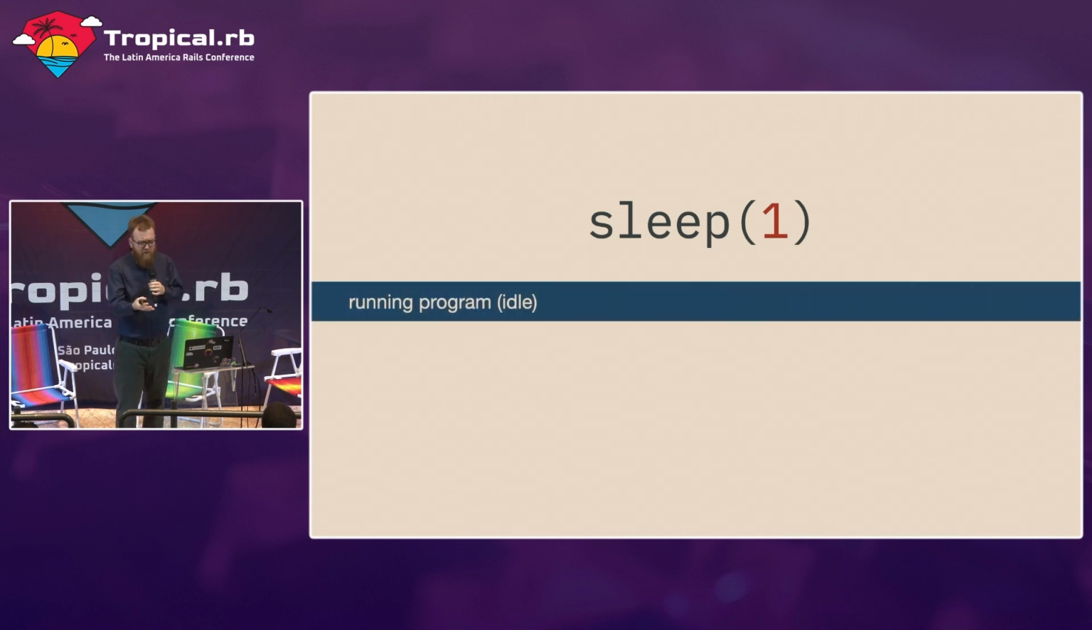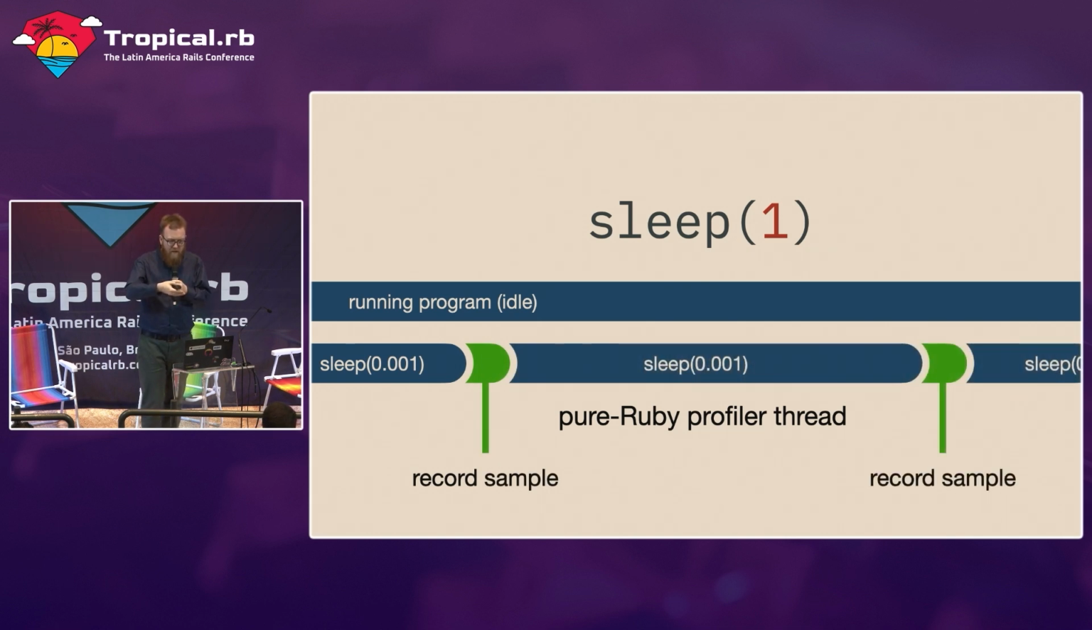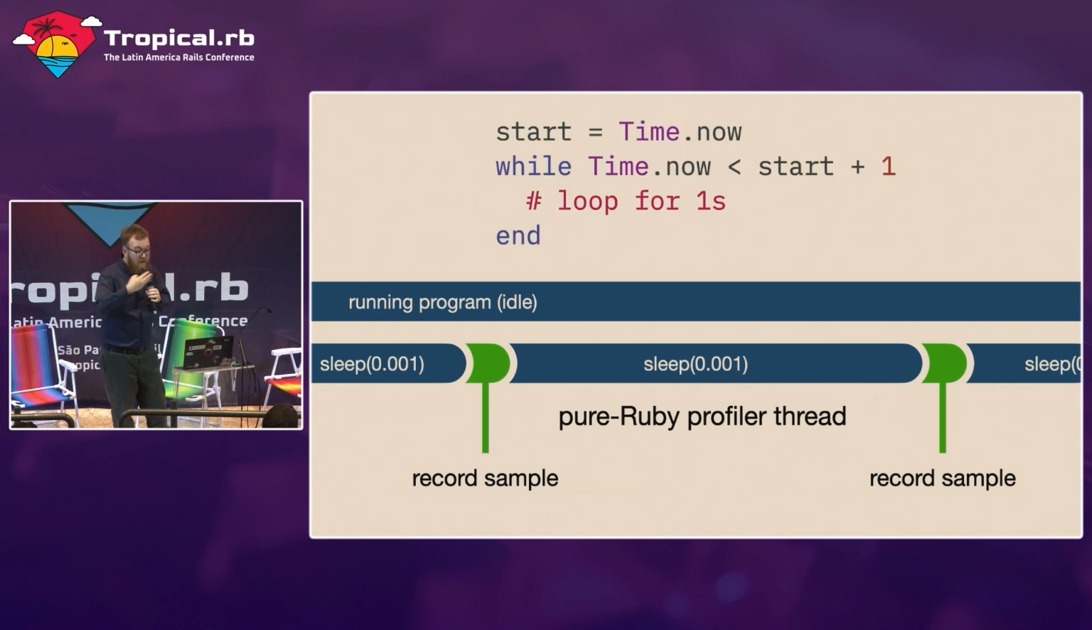So let's visualize how this works. So we have our running program. Here I'm imagining it doing a sleep 1. And then we run this pure Ruby profiler alongside it, and it will just sleep and record a sample. And for sleep 1, this will record 1,000 samples because we're measuring every 1 millisecond. And this works for sleep 1, but if we try this pure Ruby profiler on a slightly more complex example, like a loop that takes 1 second, but instead of sleeping, it just keeps itself busy, this profiler will stop working.